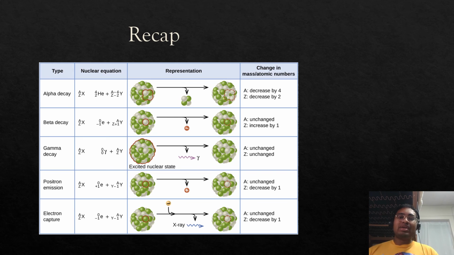So to recap, we have alpha decay, beta positive decay, beta negative decay, positron emission, and electron capture.